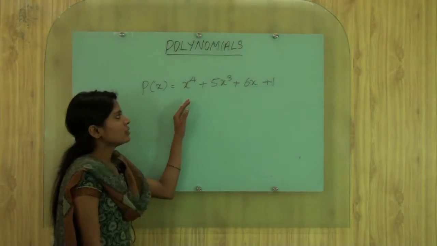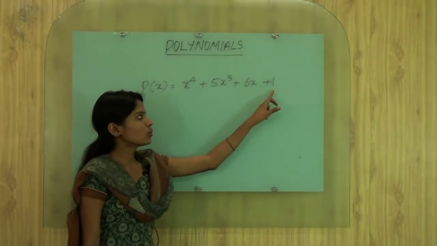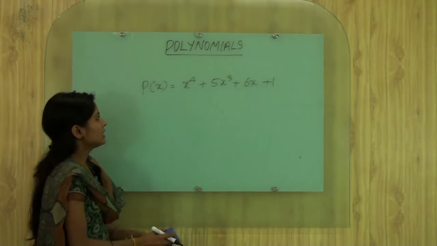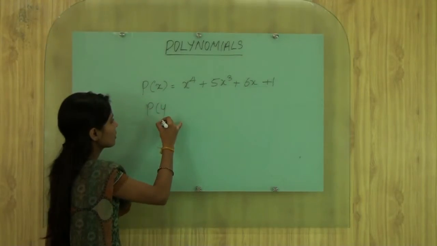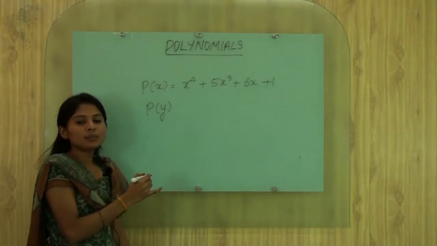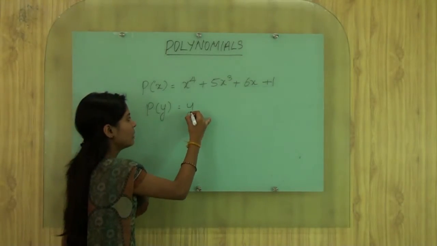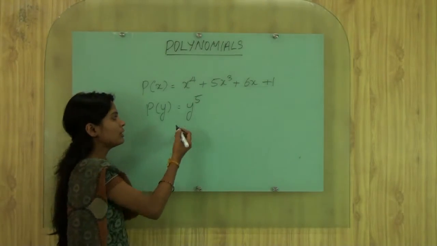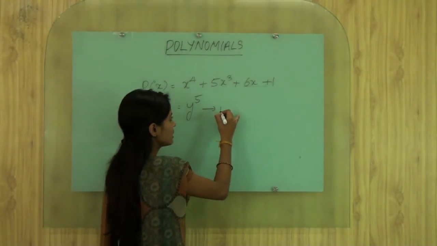Let's see how many terms we have in this polynomial. 1, 2, 3, 4. We have 4 terms in this polynomial. Let's consider one more polynomial, p of y. This is a polynomial in variable y. Y to the power 5. This is also a polynomial. Here how many terms we have? We have 1 term. So this is called a monomial.